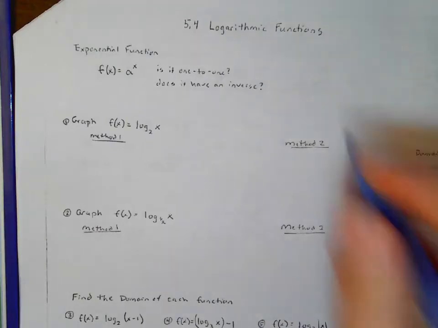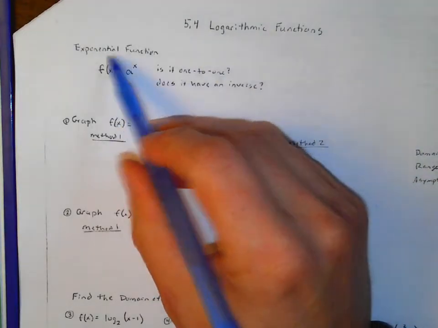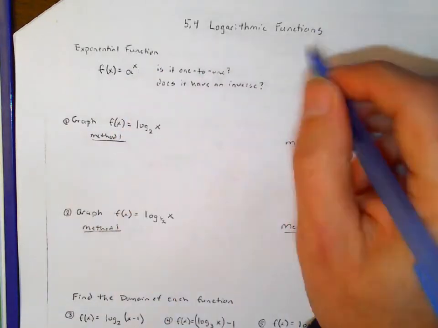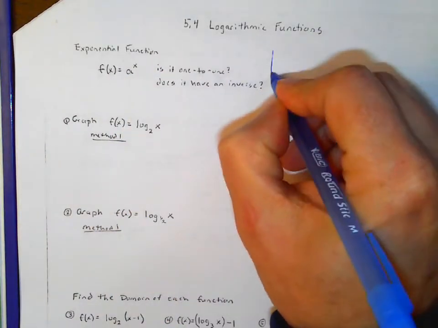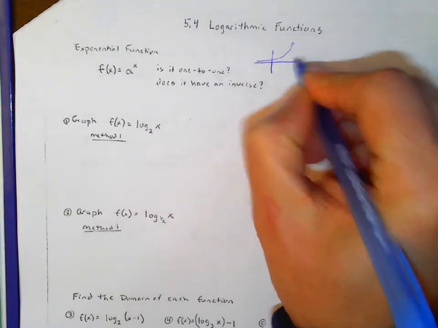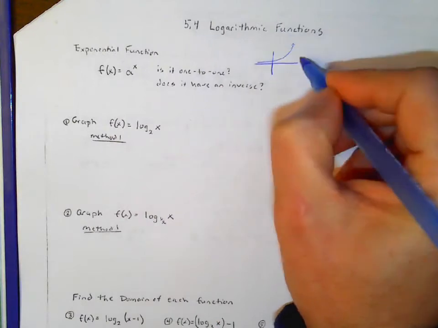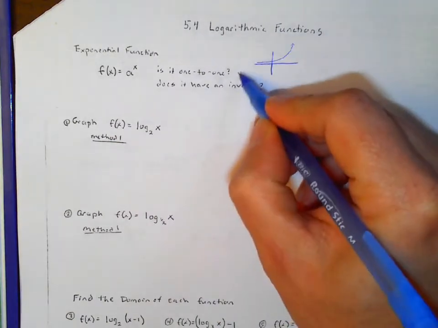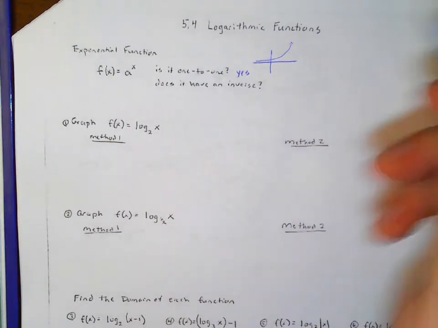Notes 5.4. Okay, for a little review, this is the exponential function, y equals a to the x. Is it 1 to 1? If you remember this graph, if a is greater than 1, it's growth, or if it's between 0 and 1, it would be decay. But it is 1 to 1. It passes the horizontal line test, and so therefore it does have an inverse.